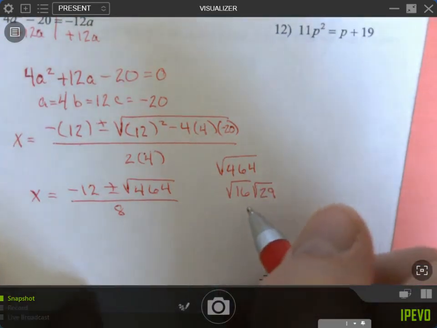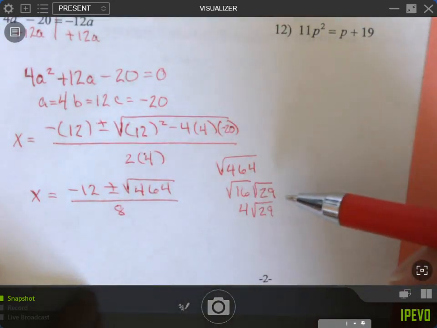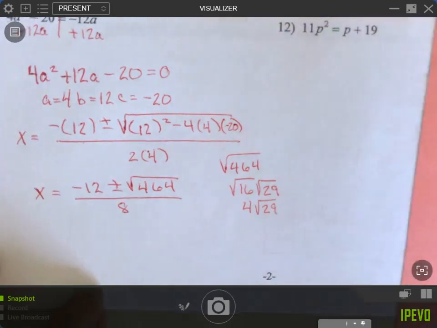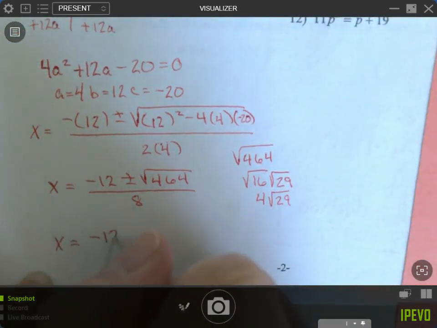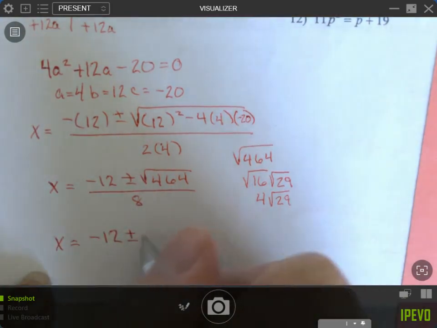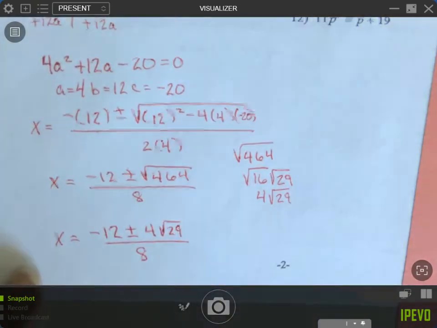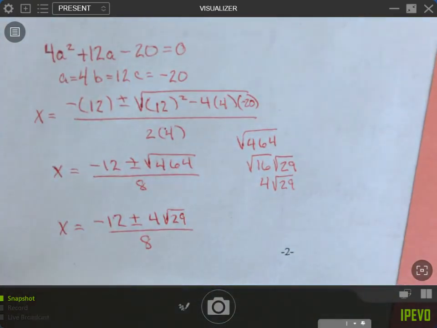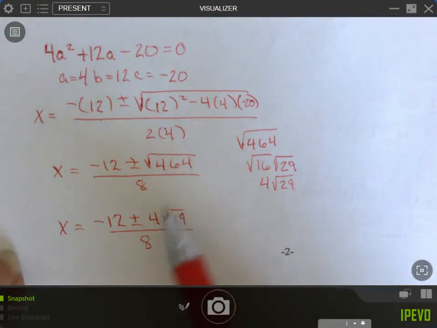The square root of 16 is what? 4. Keep the square root of 29. So we found the biggest perfect square, 29's prime. We broke it down. So here we go back to the problem. I have my negative 12 plus or minus 4 square root of 29, all divided by 8. Now, at this point, that's pretty much as far as we have gone. A lot of our perfect squares came out nicely, and we didn't have to deal with this.